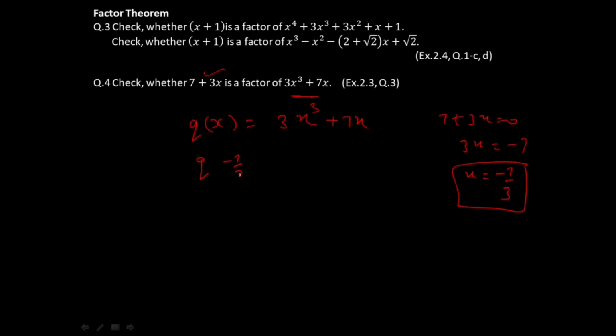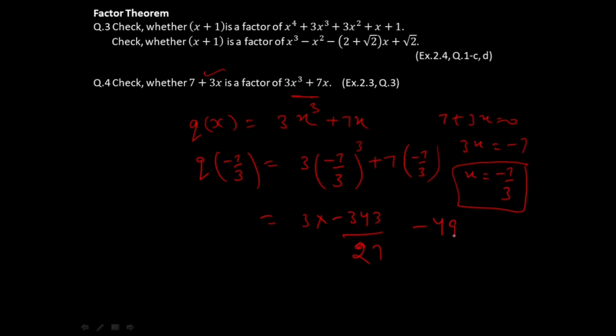Let's see how to find the remainder first. 3 times (negative 7 over 3) cubed plus 7 times negative 7 over 3. So 3 times, this will be minus 343 divided by 27, minus 49 by 3. This will go by 9. So if you simplify this whole thing, this won't come 0. It means 7 plus 3x is not a factor of q of x. That's it.